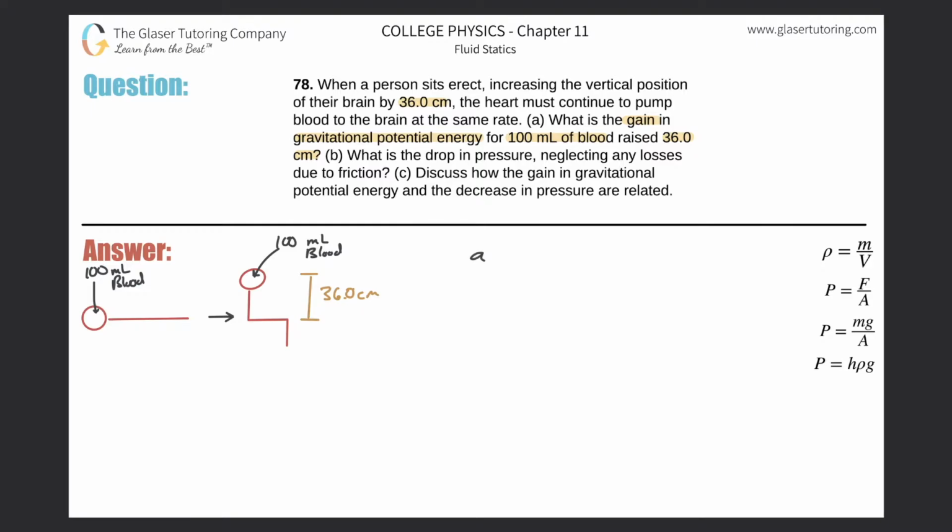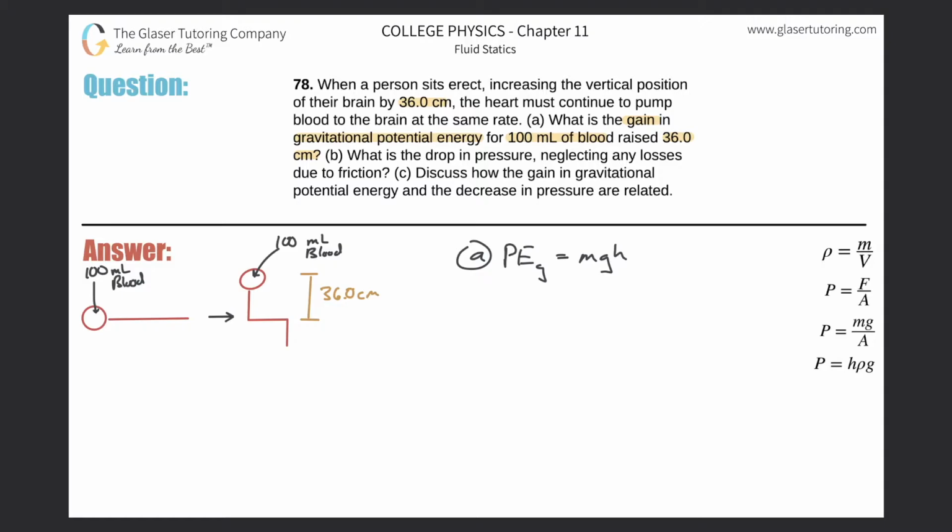All right, so for letter A, they're simply asking us to calculate gravitational potential energy. Let's start with the formula, right? So the gravitational potential energy is simply the mass of the object multiplied by gravity, then multiplied by the height to which that object is raised.